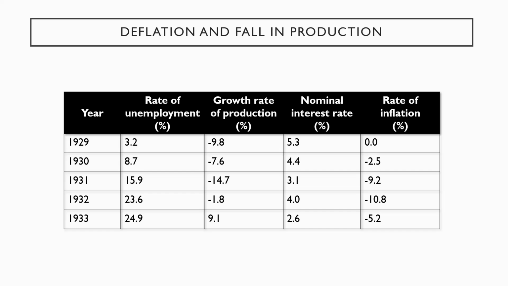Looking at the nominal interest rate column, you can see a slow decline from 1929 to 1933. One-year government bond yields fell from 5.3% in 1929 to 2.6% in 1933. Inflation was negative from 1930 to 1933 due to the fall in production and employment. In 1934, the economy managed to return to positive inflation rates, which led to a recovery in production.